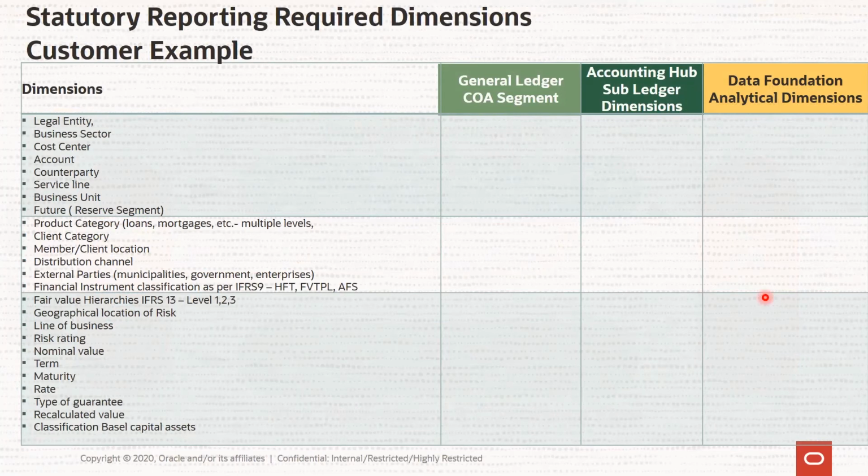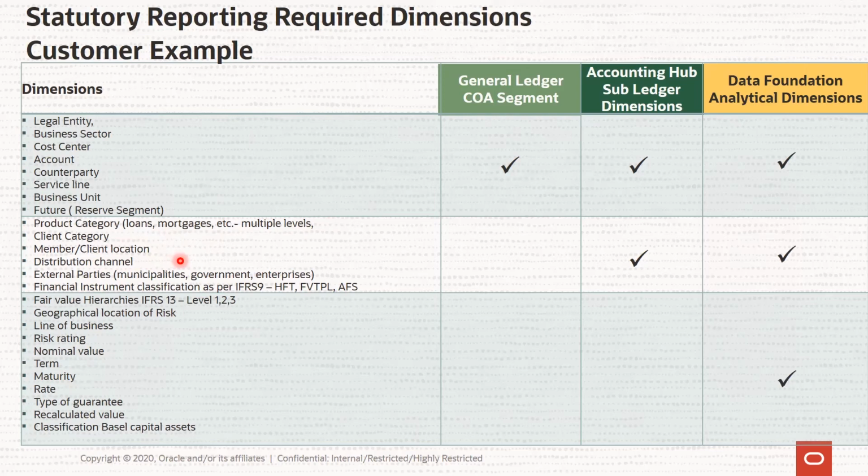Now, let me give you a customer example. This customer had listed a set of dimensions required for their statutory reporting. There were close to 30 plus dimensions required, fairly detailed. As we did the assessment, only a limited set of dimensionality is covered within the ERP, whether it's the thin GL, with dimensionality like business unit, cost center, and legal entity, or when we take into account a more detailed set of subledger dimensions, which included client category, distribution channel, and so on.